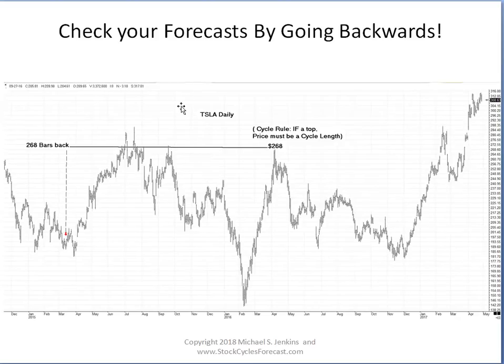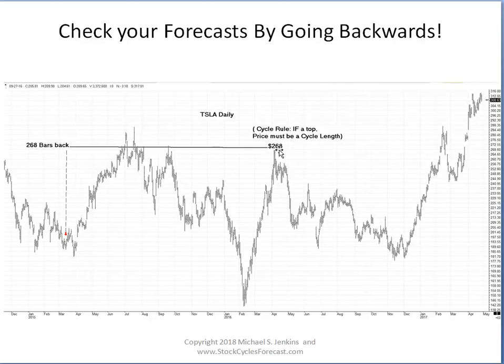Now if you're uncertain, you can always check your forecast by going backwards. So let's say we were following this up and we thought over here was going to be a top. We haven't seen the future yet, but we think this might be a top. We're at a previous top over here. Maybe it's going to be a double top.